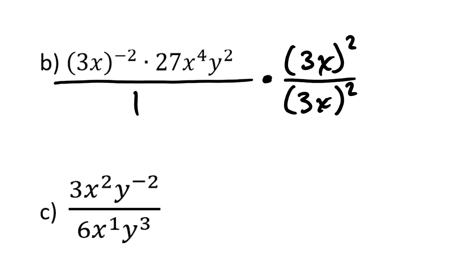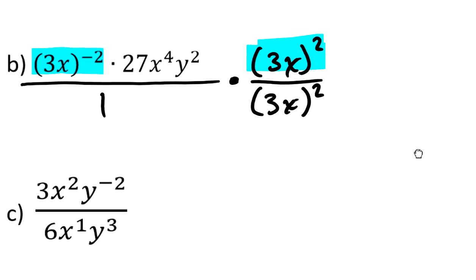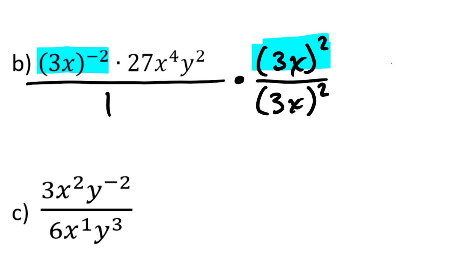And that'll take care of not changing this. So if you look at it, when I multiply 3x to the negative 2nd power times 3x to the 2nd power, that equals 3x to the 0 power, right? They have the exact same bases, so negative 2 plus positive 2 is 0, and anything to the 0 power is 1. So those things that I've highlighted in blue end up just being the number 1 in the numerator. What's left in the numerator is 27 x to the 4th, y to the 2nd.